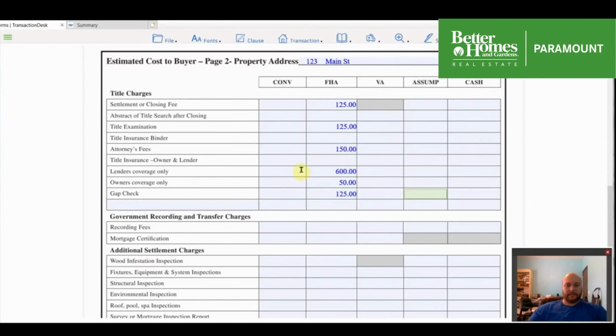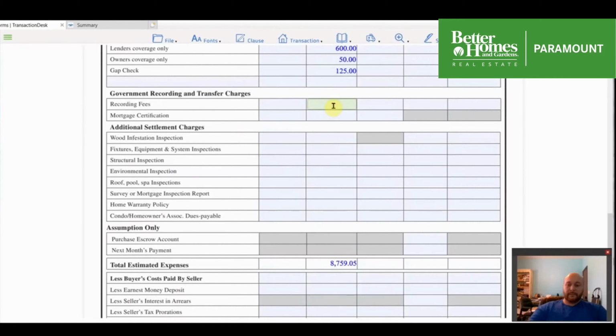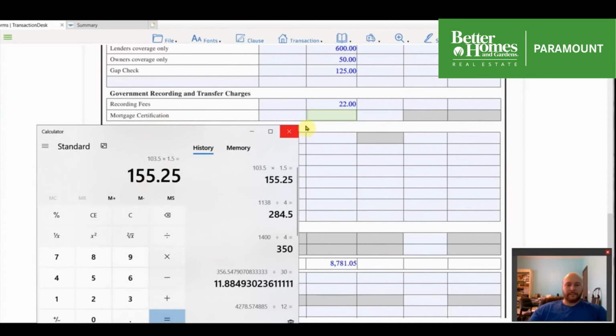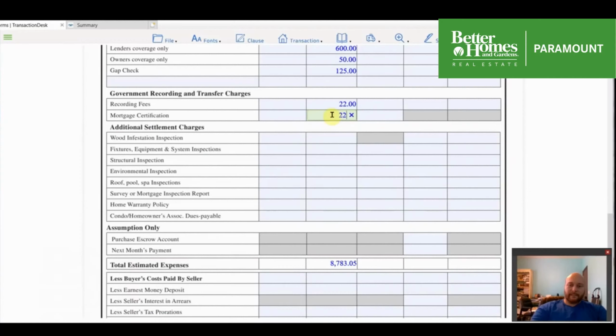That's your title charges. And then recording fees, I'm going to put $22. I'm going to say there's one document plus 2 additional pages. Mortgage certification is something totally different. That is a fake survey saying there's nothing weird on the property. And I'm going to say that's going to be $220. So you got your recording fee of $22, mortgage certification of $220.